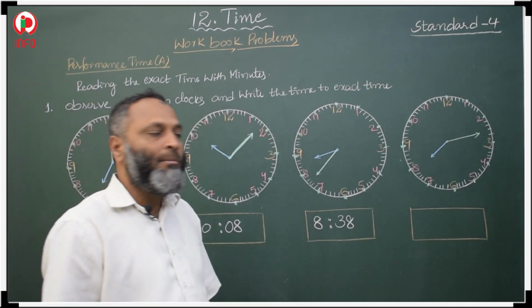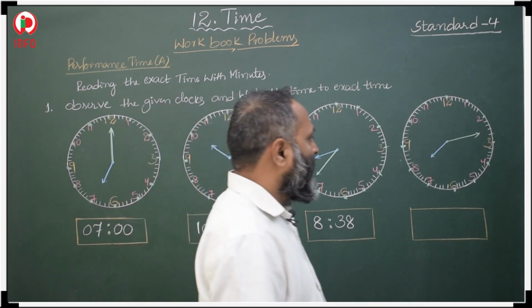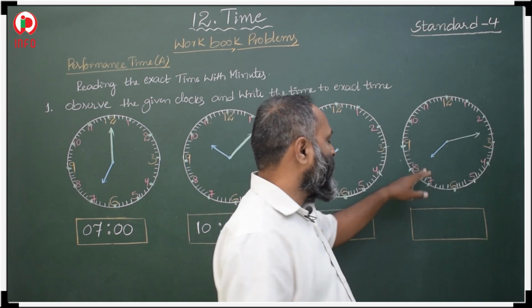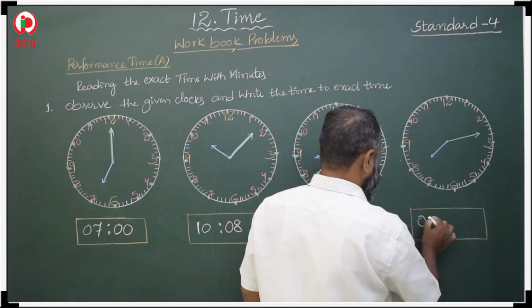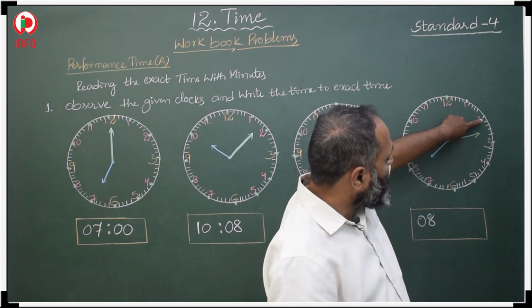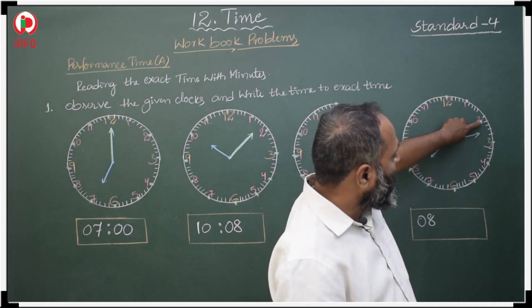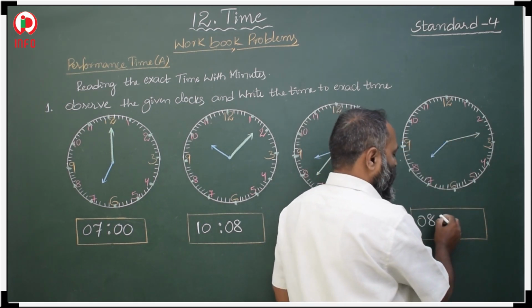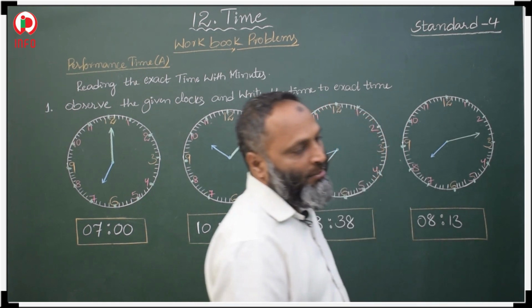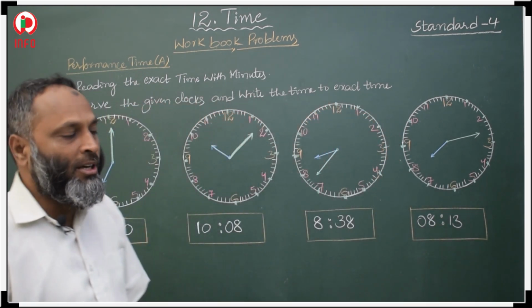So it is 8 hours 38 minutes. Now here the hours hand is at 8, which means 8 hours. How many minutes after 2? At 2 it is 10, then 11, 12, 13 minutes. The time is 8 hours 13 minutes.